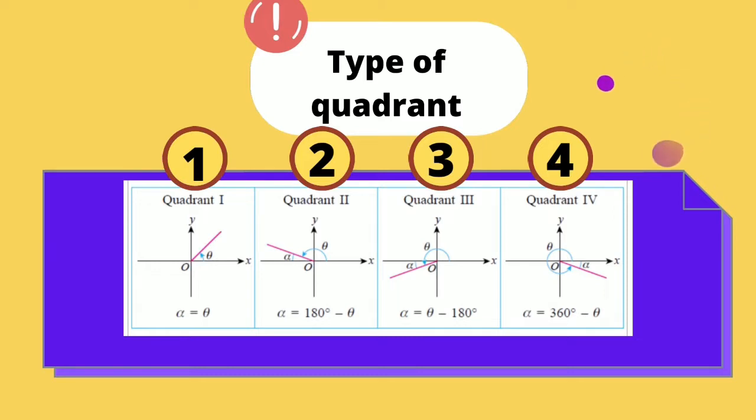First, we look at quadrant 1. Alpha equal to theta, which is less than 90 degrees, for example 45 degrees. Second, quadrant 2: alpha equal 180 degrees minus theta. While in quadrant 3, alpha equal theta minus 180 degrees. Lastly, quadrant 4: alpha equal 360 degrees minus theta. The reference angles in quadrants 2, 3 and 4 are the corresponding angles in quadrant 1.